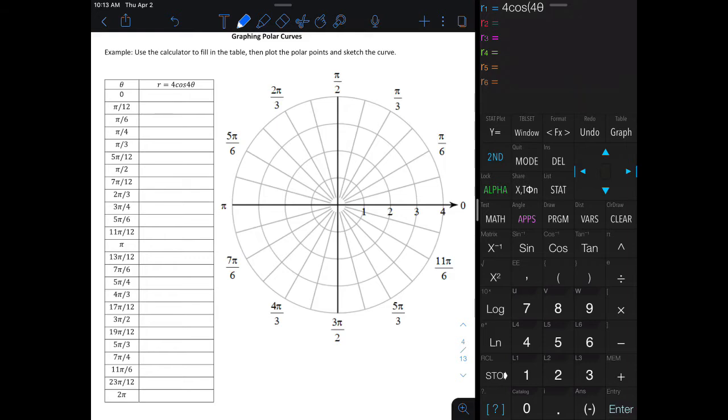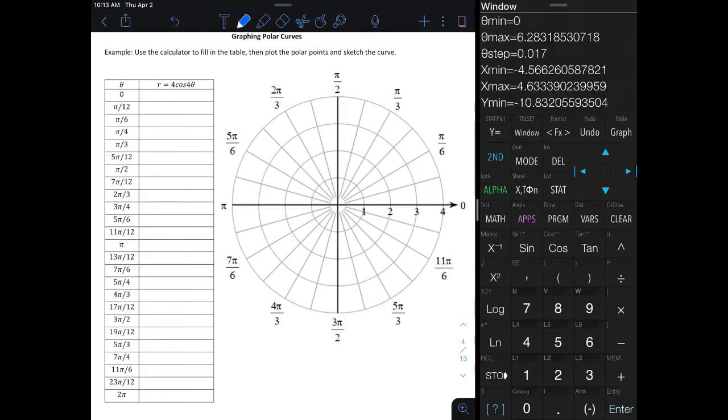Before you press graph for polar functions, kind of like if you're working with parametric, we want to set a good window. I need to set my theta min and my theta max. 0 to 2 pi is usually a good place to start. And the theta step, which we'll talk about in just a minute, mine is at 0.017. That's just what it was set at.